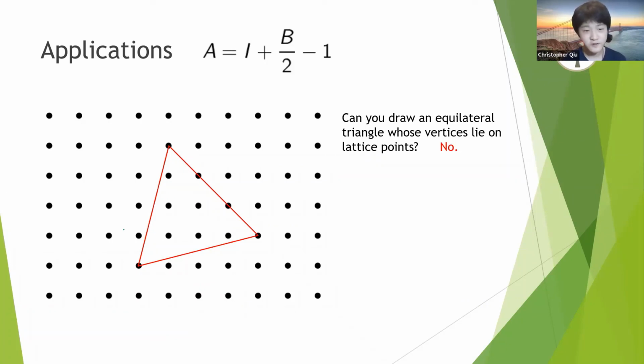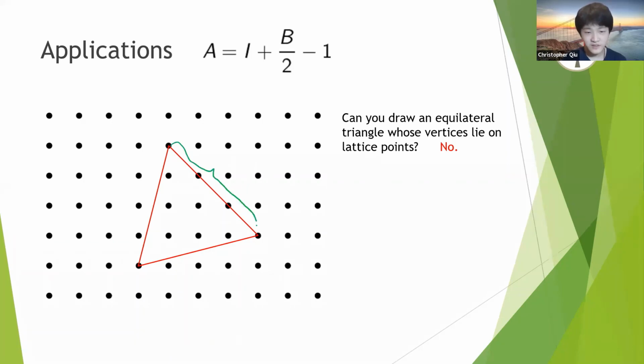No matter how hard you try, there's always going to be a side that does not have the same length as the others. The way we can use Pick's theorem on this is because we have a polygon whose vertices are lattice points, so we can apply Pick's theorem. Suppose this triangle over here is an example of an equilateral triangle whose vertices lie on lattice points. So we're using proof by contradiction.